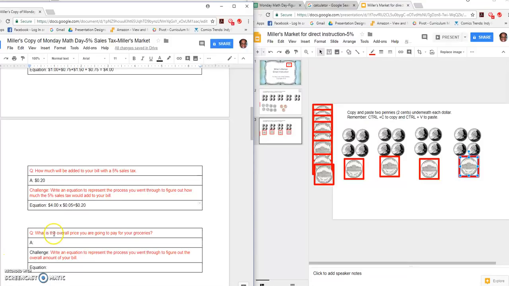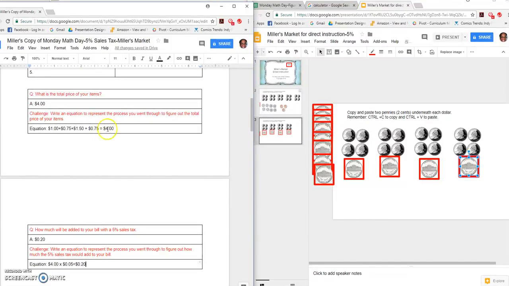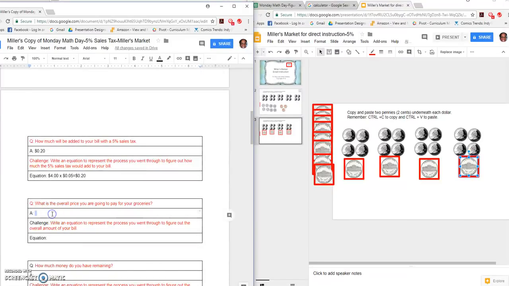Now the next question says, what is the overall price you are going to pay for your groceries? My friends, it's right here. All I have to do is count this up. So I have my $4.20. I have my $4 from here and my 20 cents that I added on. So I'm going to fill that in. $4.20. Take a moment and fill in your answer for how much you're going to pay.